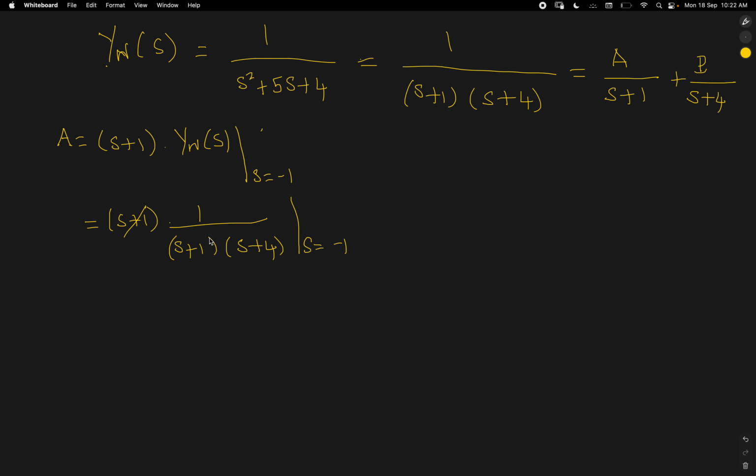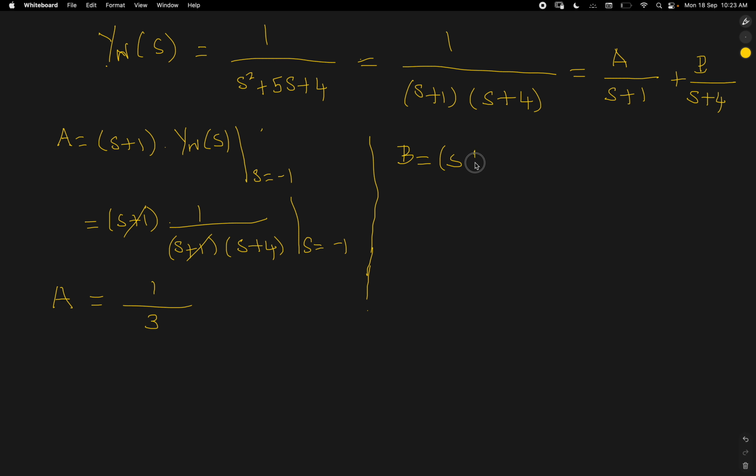So s plus 1 will get cancelled, and if you substitute s is equal to minus 1, then we get 1 divided by 3. This is the value of a. Similarly, you have to find the value of b. The value of b can be calculated in the same way.